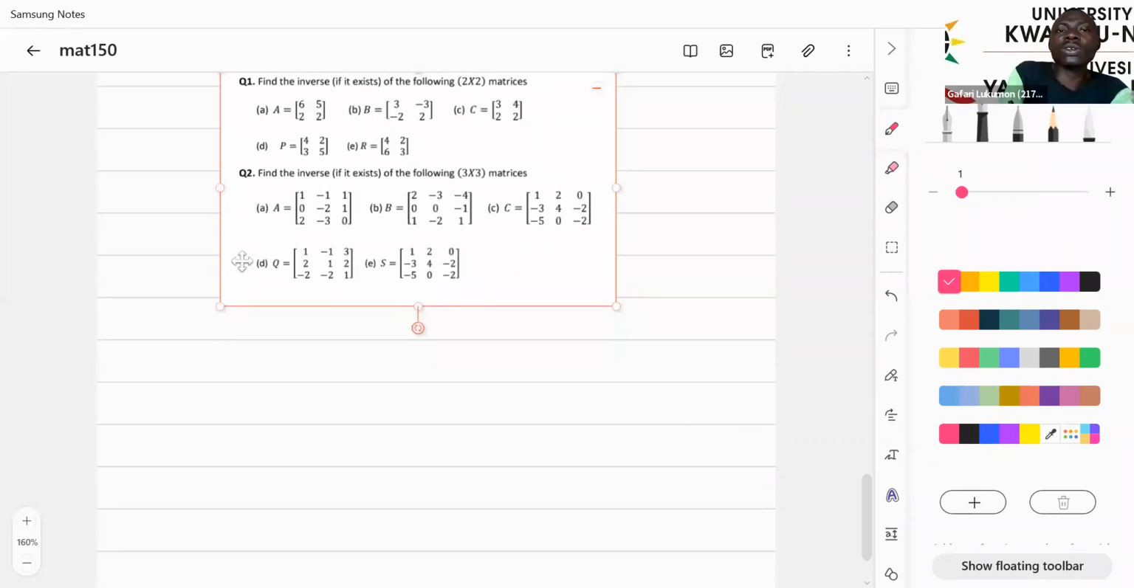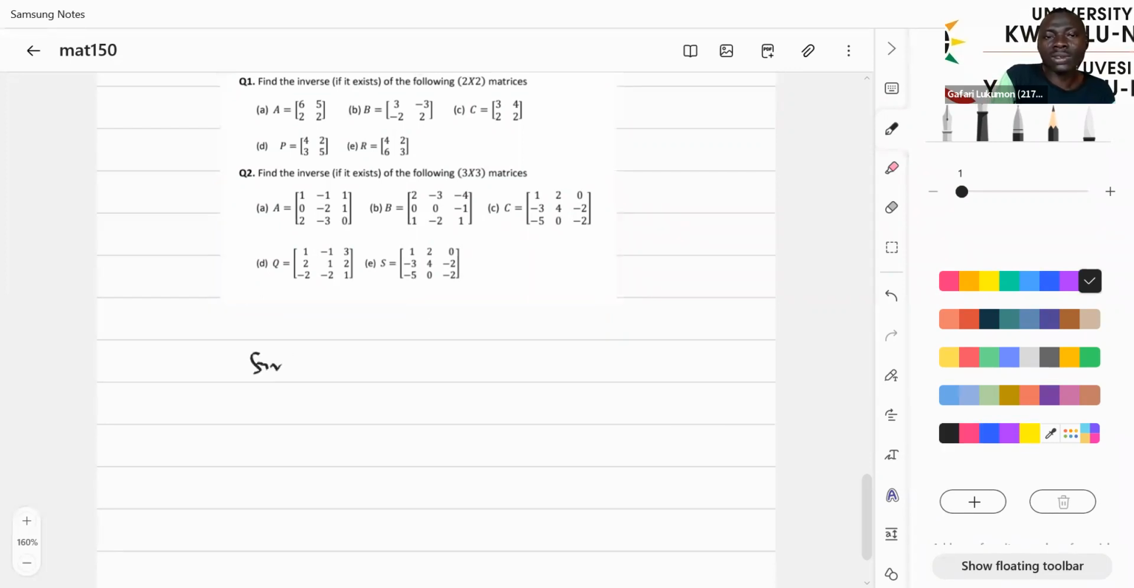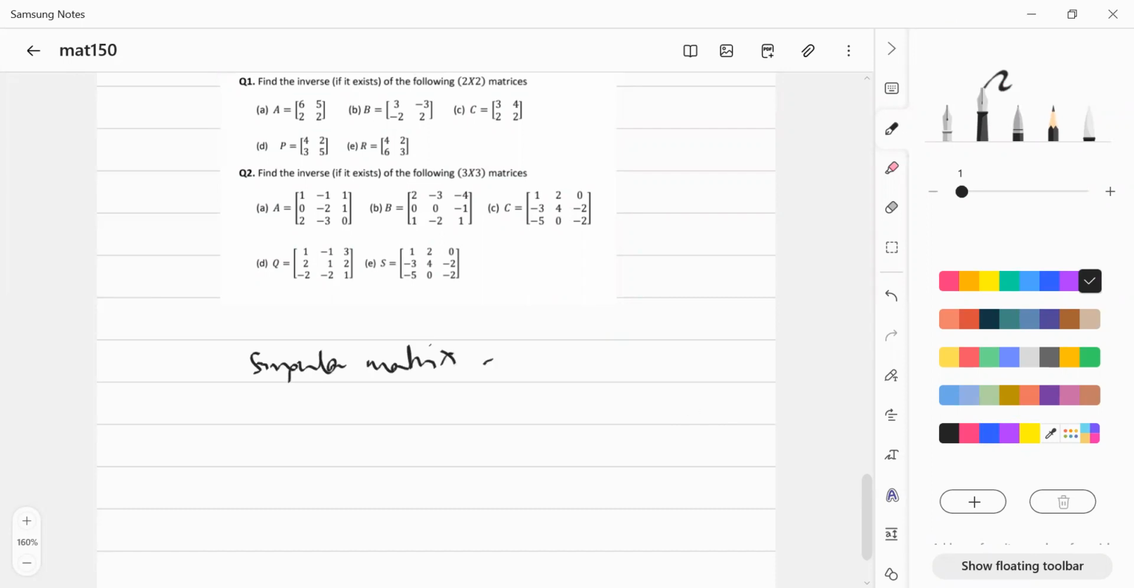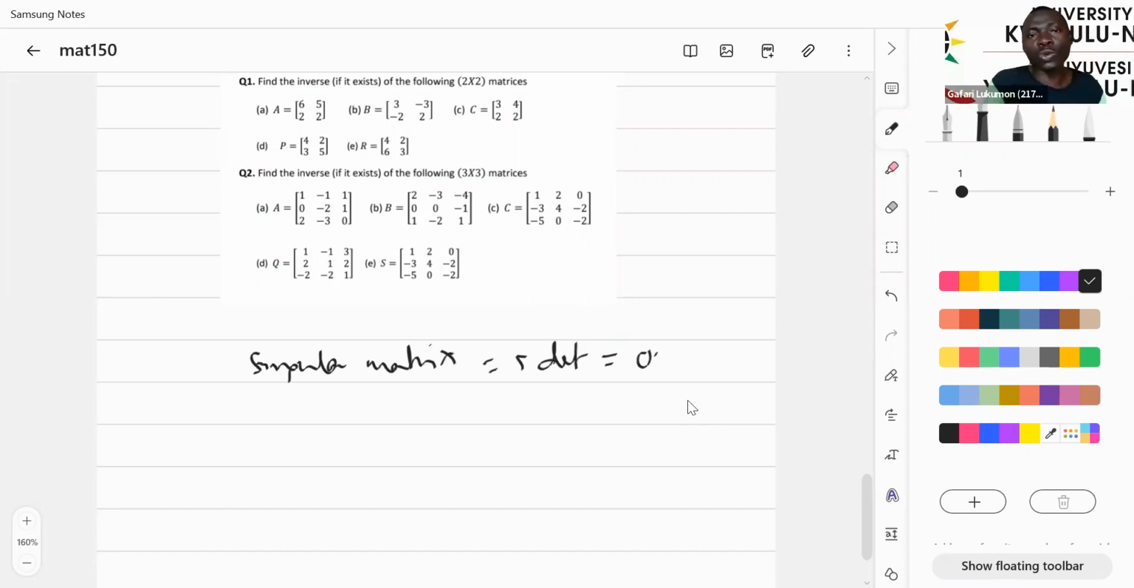Look at this question. We have to find the inverse if it exists. You know, not all matrices have an inverse. I'm going to explain when I get to the determinant of a matrix. We call something a singular matrix. Singular matrices are matrices where the determinant is 0. So when you have a matrix whose determinant is 0, then you cannot find the inverse of such a matrix. I hope you understand now.